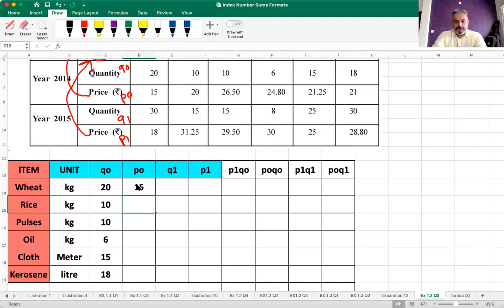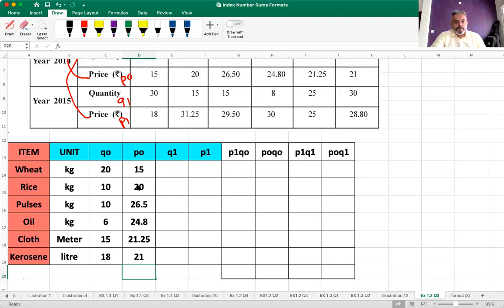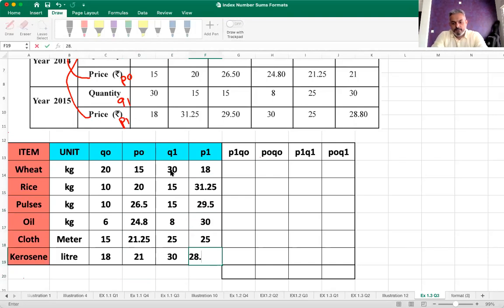P0: 15, 20, 26.5, 24.8, 21.25 and 21. Q1: 30, 15, 15, 8, 25, 30. P1: 18, 31.25, 29.50, 30, 25, 28.8.